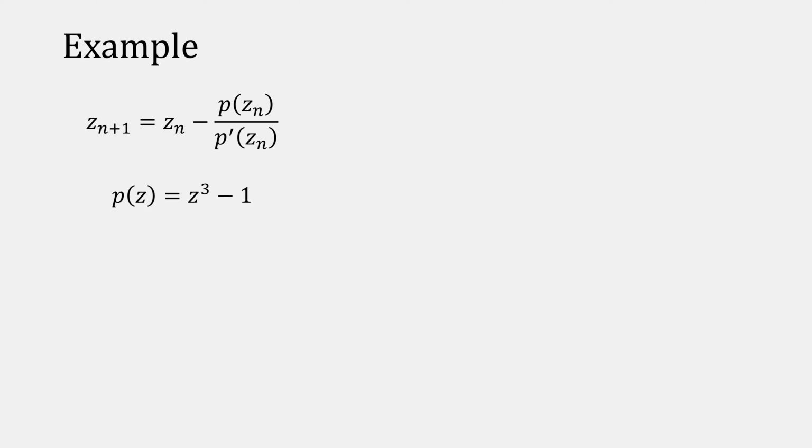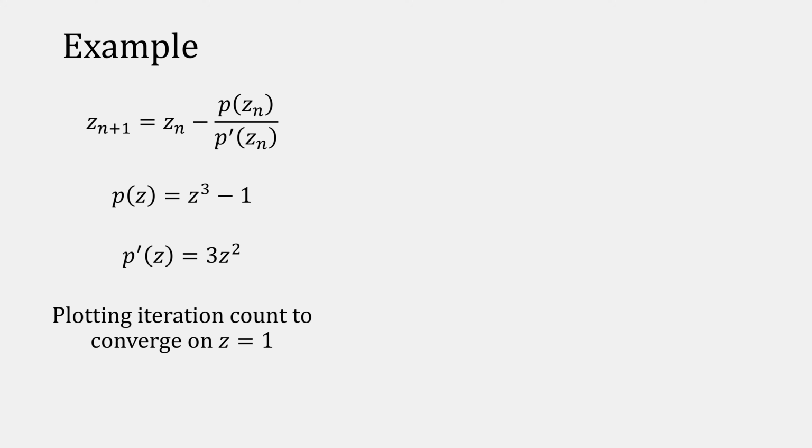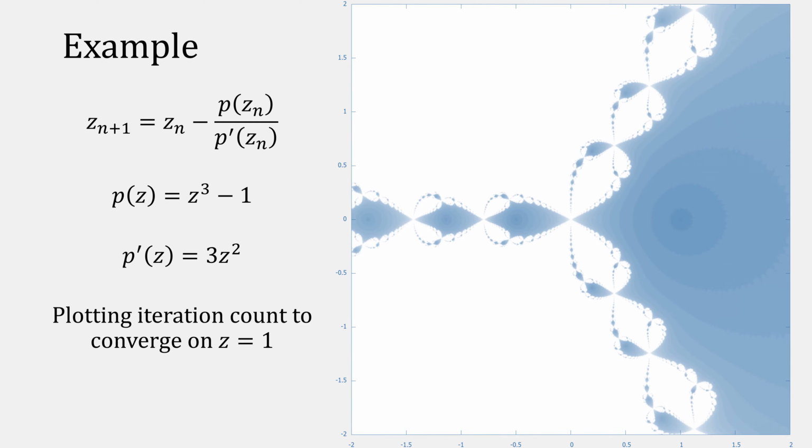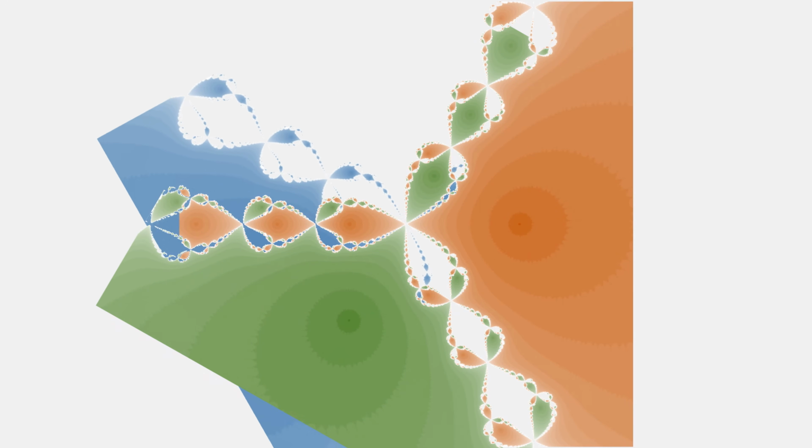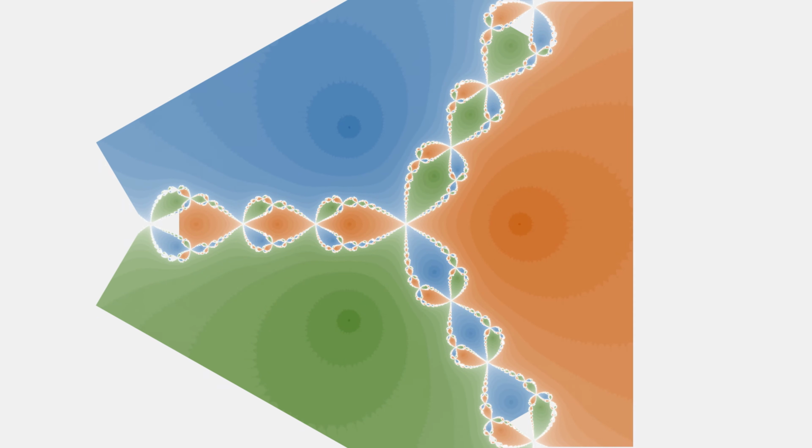Let's look at the canonical example of a Newton fractal, which is the function z cubed minus 1. Here the root is clearly 1. The derivative is 3z squared, and we'll plot how it converges until it reaches the root of 1, which looks like this. Let's remove the background. Now let's make several copies of this fractal.